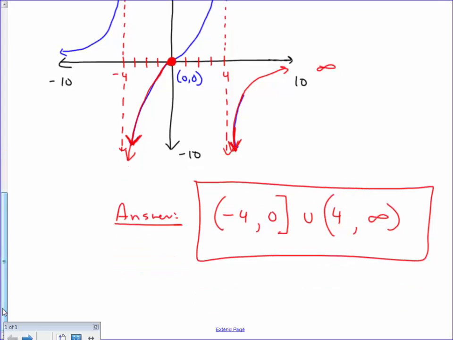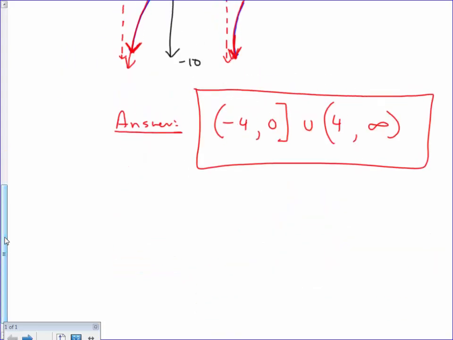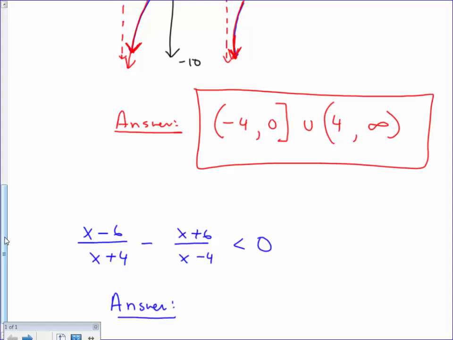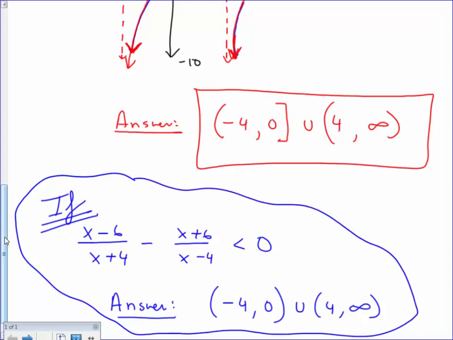Let's say in this particular situation, we would have had the exact same problem, but it had ended up being (x minus 6)/(x plus 4) minus (x plus 6)/(x minus 4) is strictly less than 0. We would have the same sort of work. The only difference would be our answer. Because we do not have the bar underneath that inequality, the answer would be -4 to 0, but don't include 0, and then union 4 to infinity. If we'd have had this other inequality here.